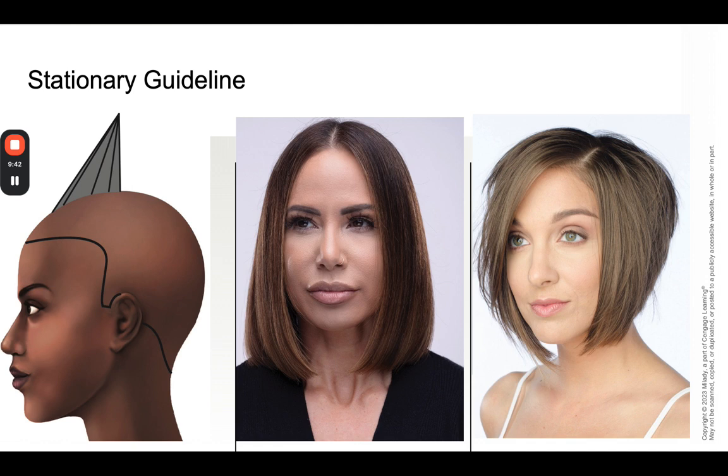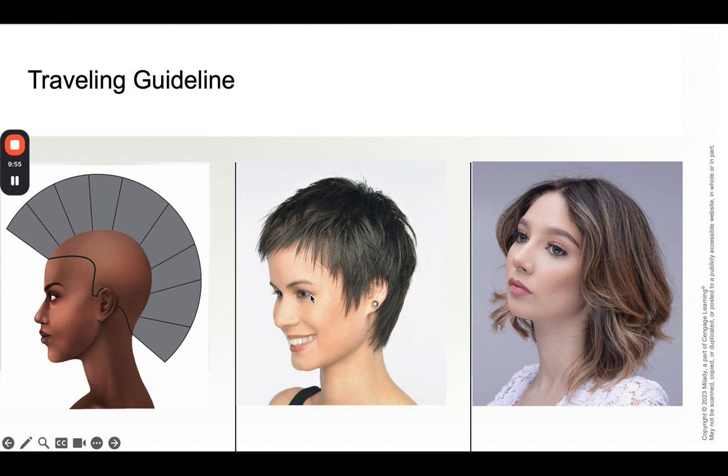Stationary guidelines are used in a blunt, one-length haircut and in haircuts such as graduated that use overdirection to create length or weight increase. Traveling guidelines are also known as movable guidelines. They travel with you as you progress throughout the haircut. Traveling guidelines are used in creating layered or graduated haircuts. When using a traveling guideline, take a small slice of the previous subsection and move it to the next position or subsection where it becomes your new guideline.